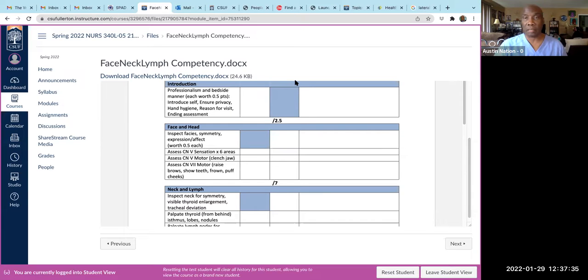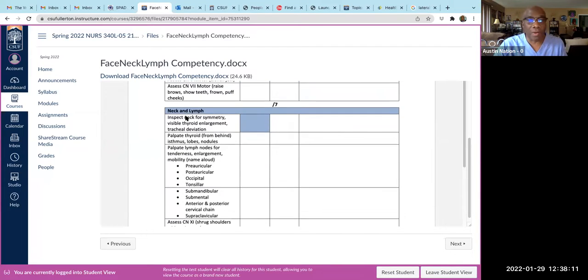Expression, affect looks pleasant, looks calm, looks angry, looks tense. You can come up with descriptive words to talk about your partner's affect in terms of what you're seeing in terms of general face expression, neutral expression, happy, pleasant, however you want to describe that one. I'm okay with that one.